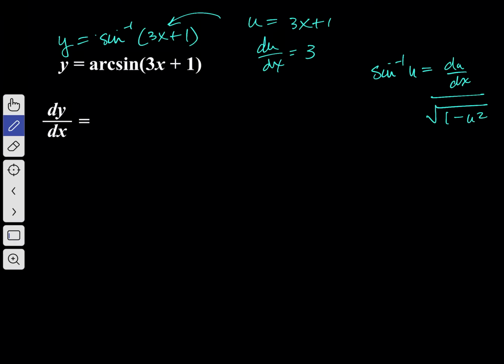All right, so let's see if we can figure this out. What is du dx? That's 3. So that's my numerator. Then 1 minus u squared. Well, u is equal to 3x plus 1, so this is 3x plus 1 squared, all under the square root.